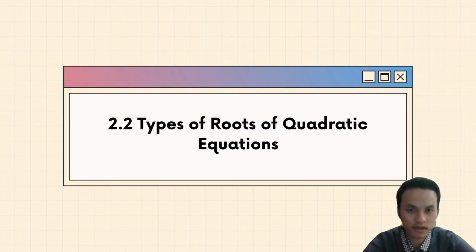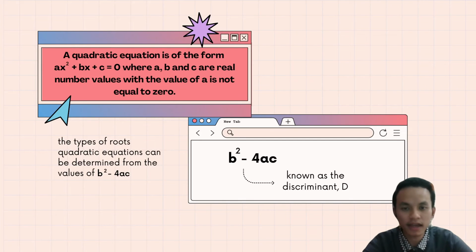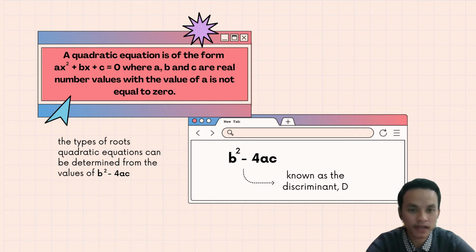Assalamualaikum and hi everyone. I am Iman and I will explain subtopic 2.2 of chapter 2, quadratic function, which is types of roots of quadratic equation. For your information, an equation of the form ax squared plus bx plus c equals 0, with the value of a not equal to 0, is called a quadratic equation.